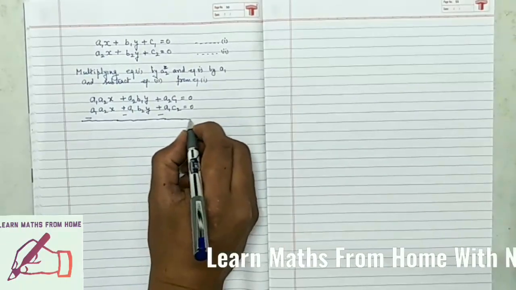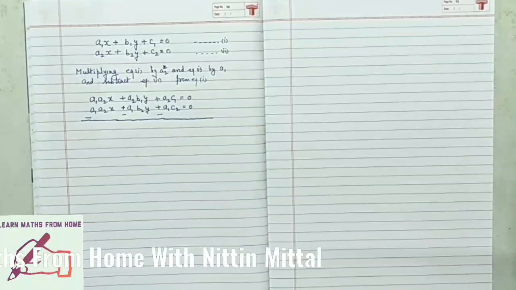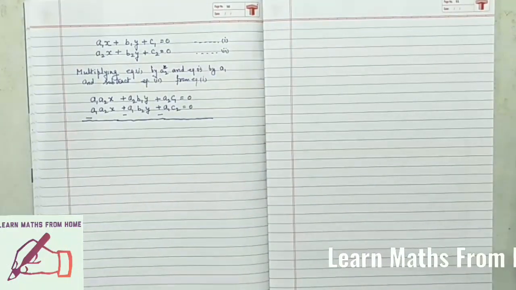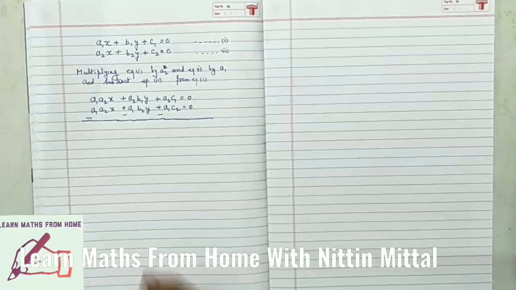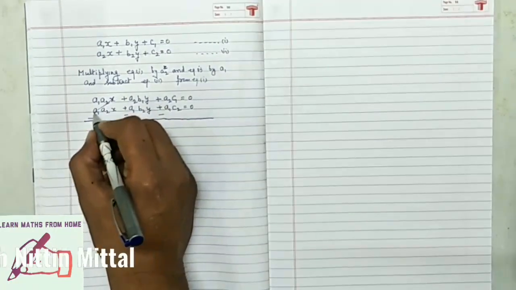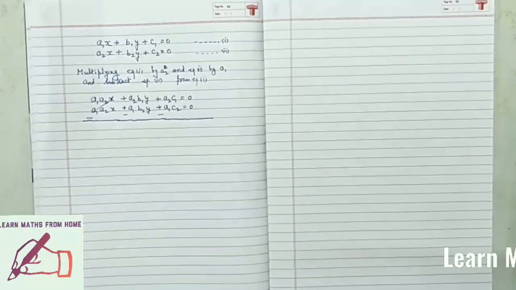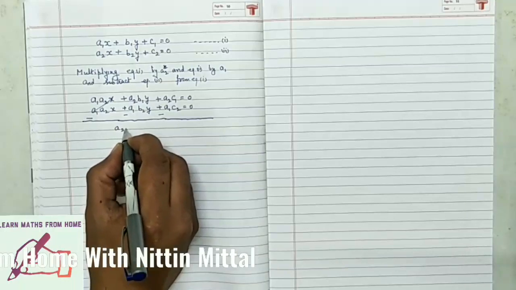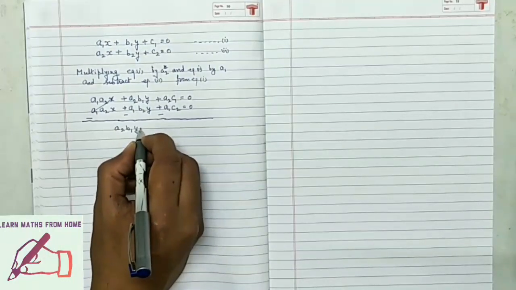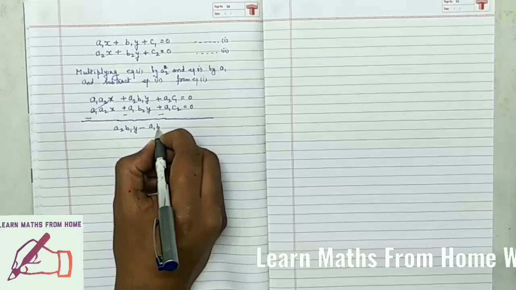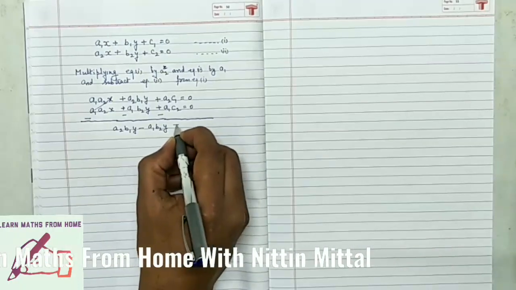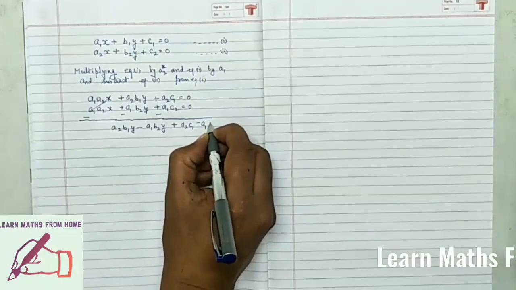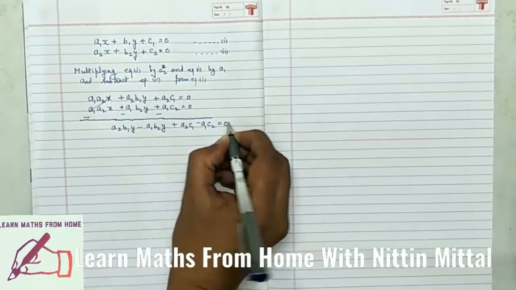It may seem to you it is very tough, so many variables are there, but it is not difficult if you concentrate and do it. It is very easy. It is just like any other question you are doing by elimination method. So this will cut. So here we have a2b1y minus a1b2y plus a2c1 minus a1c2 equal to 0.